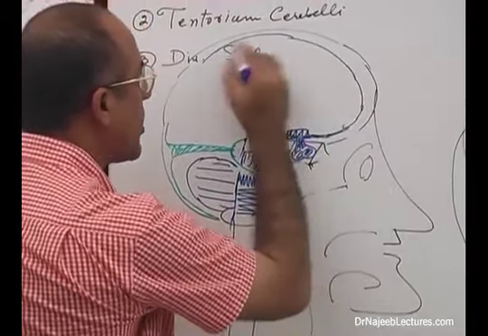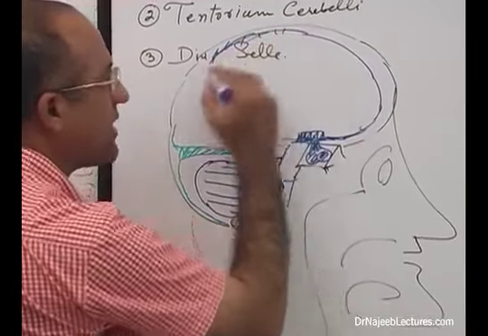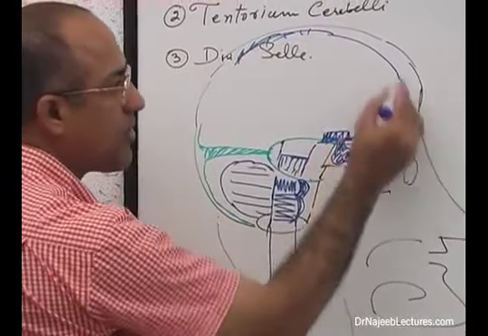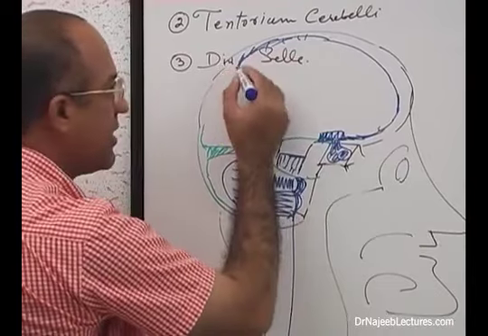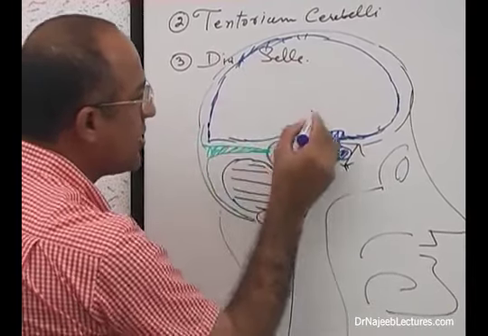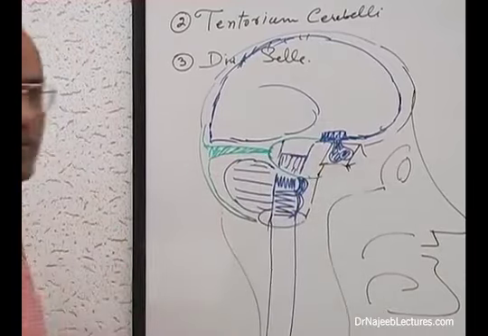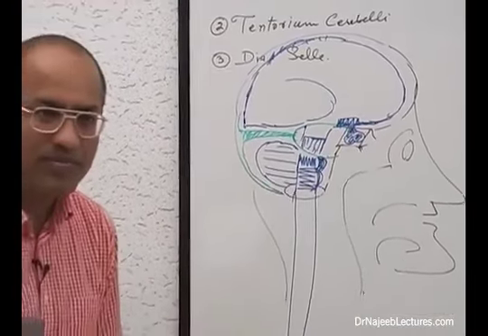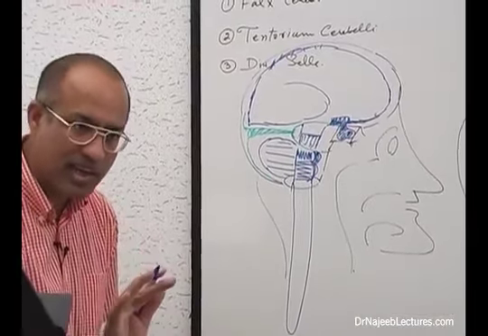Here it is which lobe? Frontal. What is here? Parietal. This is all frontal. Then here it is parietal. And what is on the back? Occipital. And what is here? Temporal. Is that right? Am I clear?